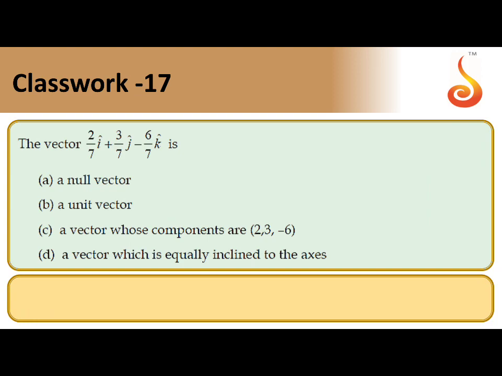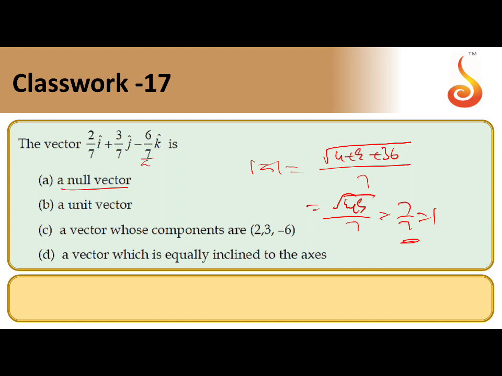Next, is the vector a null vector or a unit vector? A vector whose components are 2, 3, minus 6, a vector which is equally inclined to the axes. So it's clearly not a null vector. So next you can check for a unit vector. Unit vector means you can take the magnitude. So you can take this A bar. The magnitude of A bar, the denominator is 7, keep it as it is, numerator is 4 plus 9 plus 36. Root 49 by 7, that is 7 by 7, that gives 1. If the magnitude of the vector is 1, then A bar is what? Unit vector. So answer B is right.